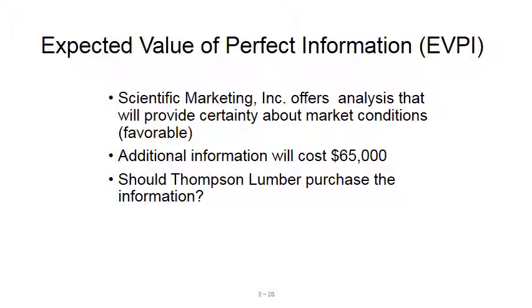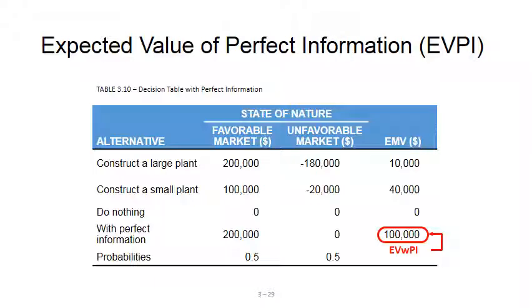Back to our Thomson lumber problem. If a marketing firm offered to provide certainty of a favorable market, what would be the value of that information? This information would cost $65,000. Is it worth it? We calculate the EMV on the first 3 rows and find the best EMV is 40,000 for a small plant. Next, we calculate the EVWPI.